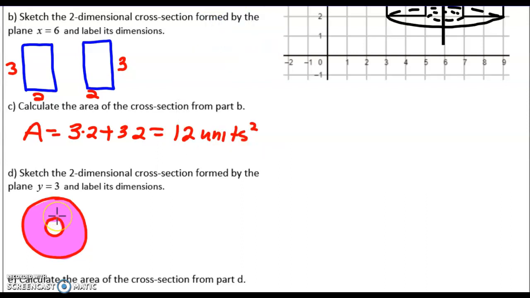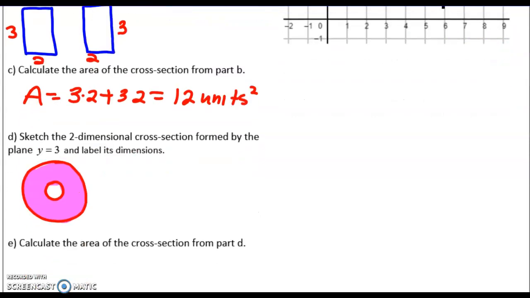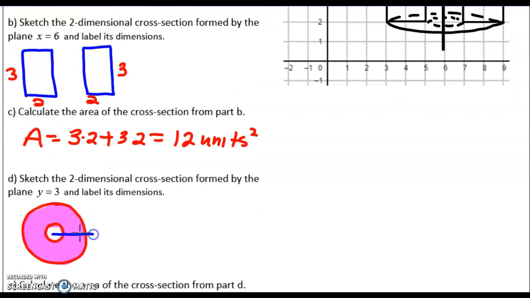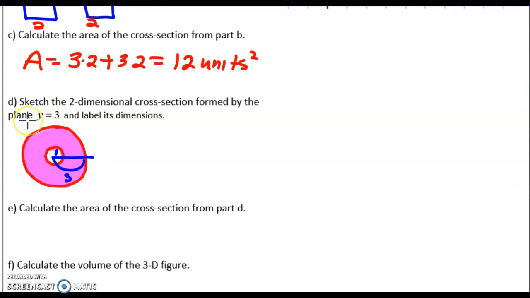Okay, so now to find the dimensions of this, I just count. For this cylinder down here, this has a radius of 1. For this big cylinder, I start in the middle, 1, 2, 3. So from here, this little one is just a 1, but this whole thing out here is 3. So if I asked you to calculate the area of this beautiful picture, you would find the area of the big circle minus the area of the small circle. That's 9 pi and that's 1 pi, so that would be 8 pi.